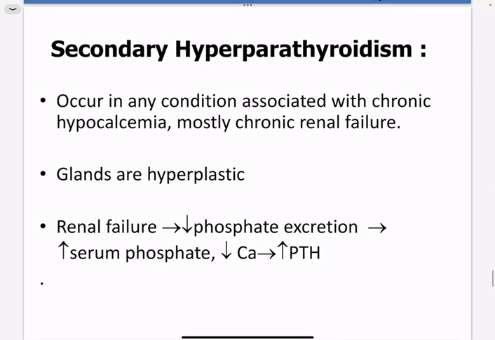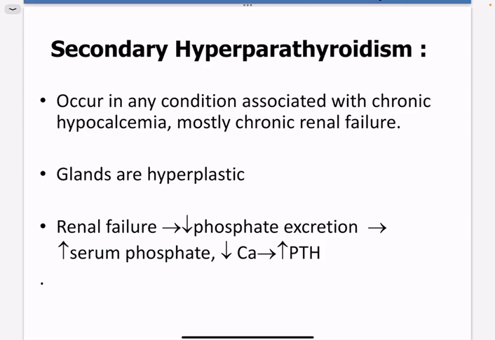In secondary hyperparathyroidism, we said the most common cause is chronic hypocalcemia due to chronic renal failure. The glands are hyperplastic. They start to compensate for this hypocalcemia caused by kidney disease. Kidney disease causes hypocalcemia, and they try to respond to this by hyperplasia. All four glands are hyperplastic. Why does hypocalcemia occur in renal failure? As we said, there is a decrease in phosphate excretion and elevation in serum phosphate; these two exchange with each other. It increases calcium excretion within the kidney and this leads to hypocalcemia. The hypocalcemia stimulates the parathyroid glands to produce more and more parathyroid hormone.